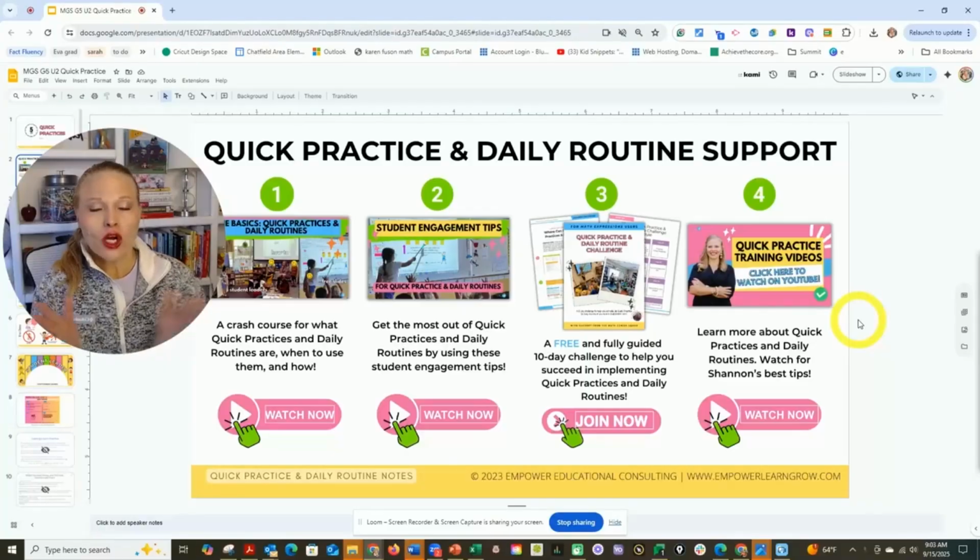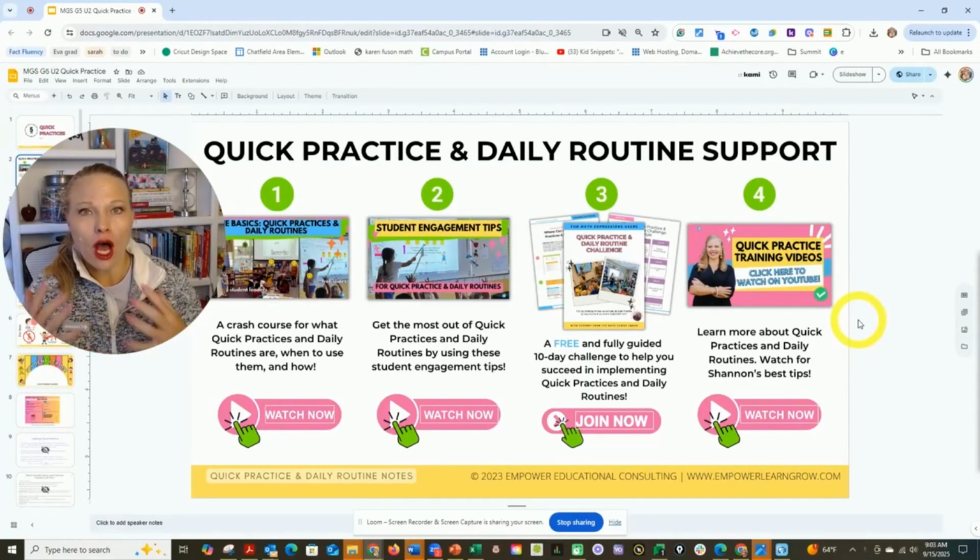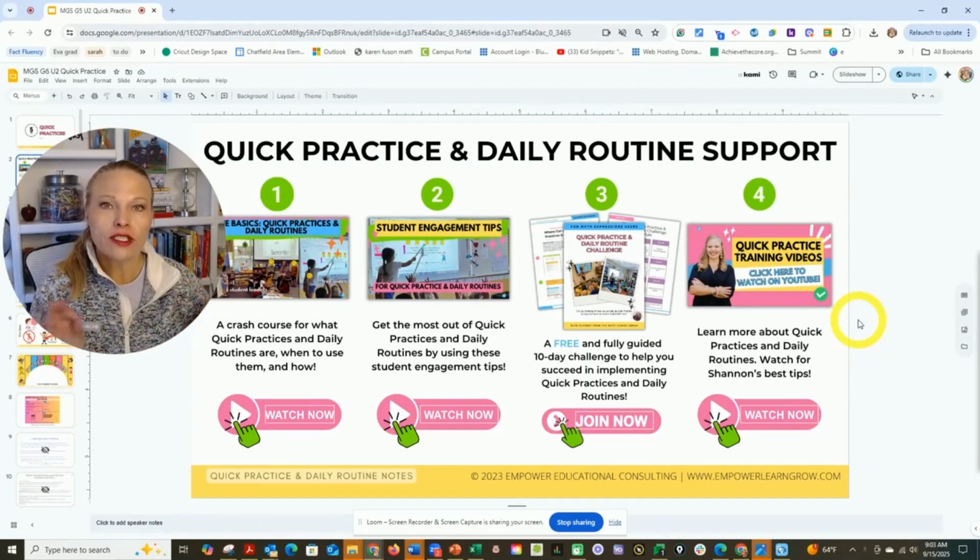So remember, quick practices are intended to build automaticity with the skills that students have already learned. So it's not enough time in the regular lessons, not enough workbook practice for those little skills that students seem to need a lot of repetition with. That's why quick practice is so powerful. Remember that it's 5 minutes every day.